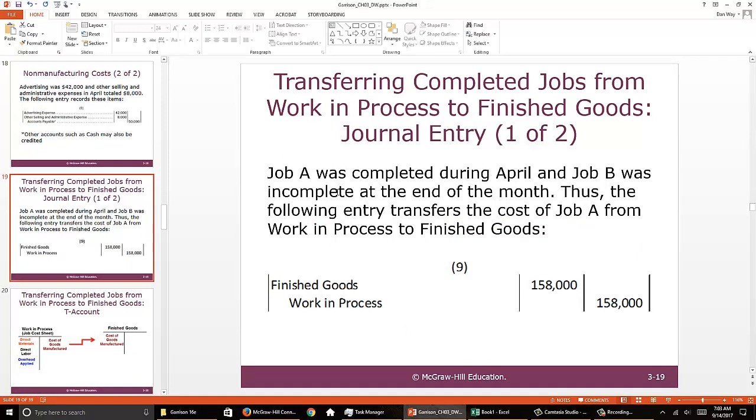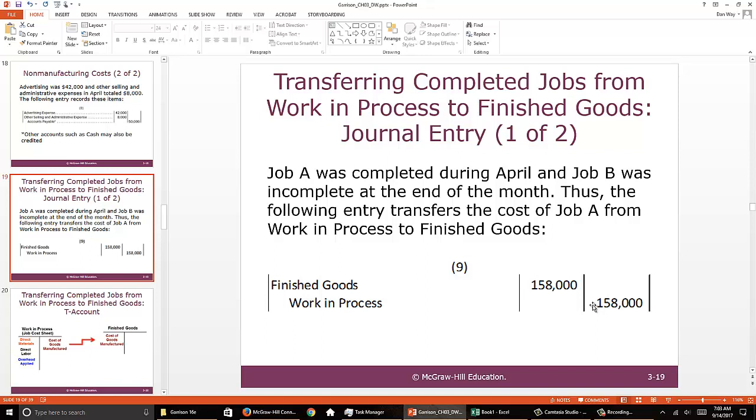Now, let's assume for Ruger here, job A was completed during April, and again, job B was still incomplete at the end of the month. So to indicate that job A has moved from work in process to the finished goods pile, so to speak, we would record an entry as it appears here for entry number 9. So we debit or increase finished goods for $158,000. That's the total cost of job A. And we'd credit work in process, or decrease work in process, by the same $158,000.